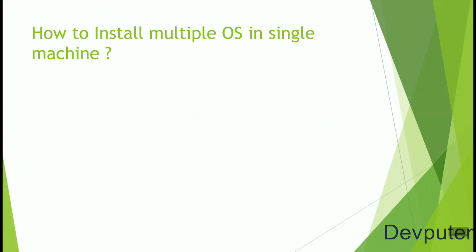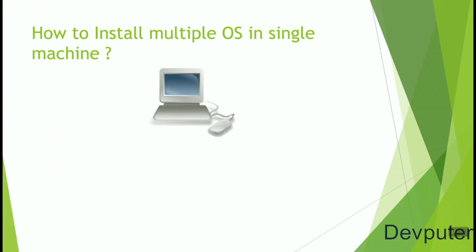Okay, so just consider that you want to install multiple operating systems onto a single machine. So how can you install that? Let's say you want to install Windows XP, Windows 7, Windows 10, Ubuntu, different Linux versions, Macintosh, all into the single machine. How can you achieve that? So to achieve that, VirtualBox was actually created.